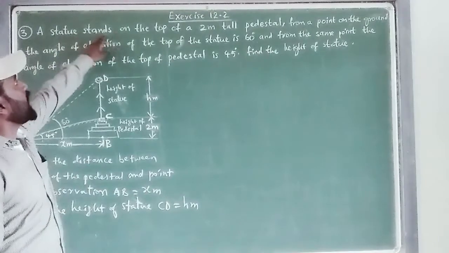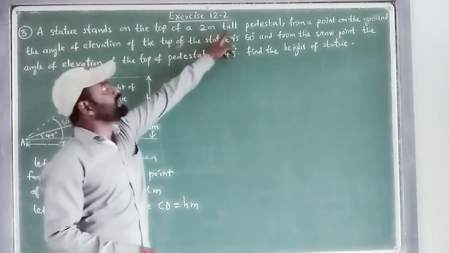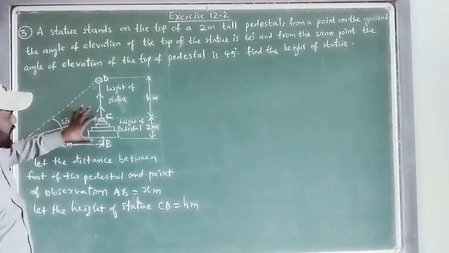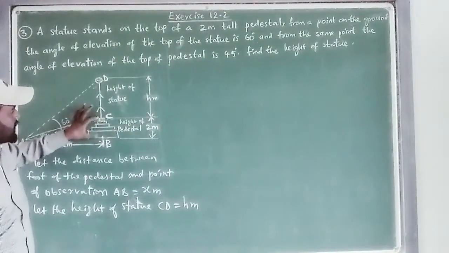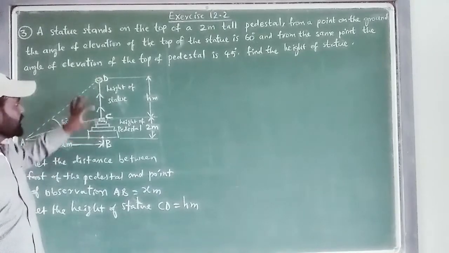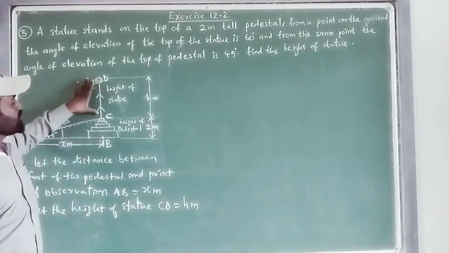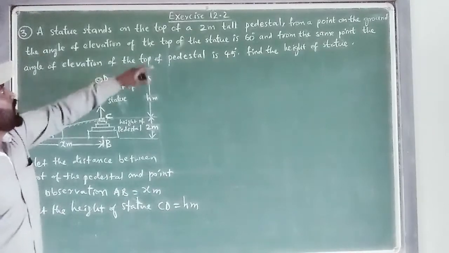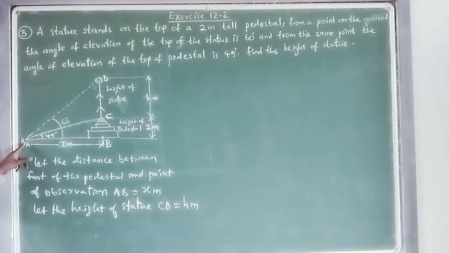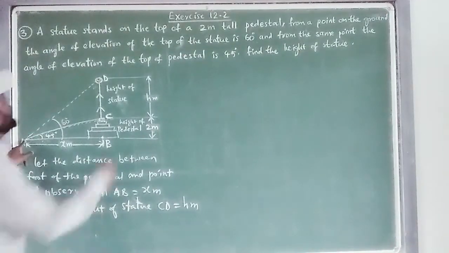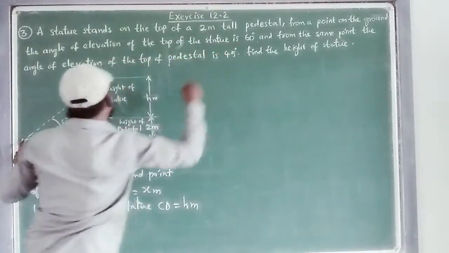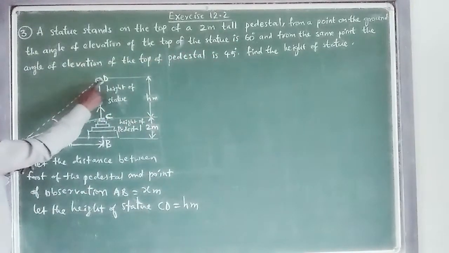A statue stands on the top of a 2-meter tall pedestal. Here the picture is drawn. The pedestal is 2 meters, this is the pedestal, this is the height. So I named the pedestal as BC and the height of the statue as CD. Now from a point on the ground, I choose the point as A. From this point, the angle of elevation of the top of the statue is 60 degrees. The top of the statue is the point D.